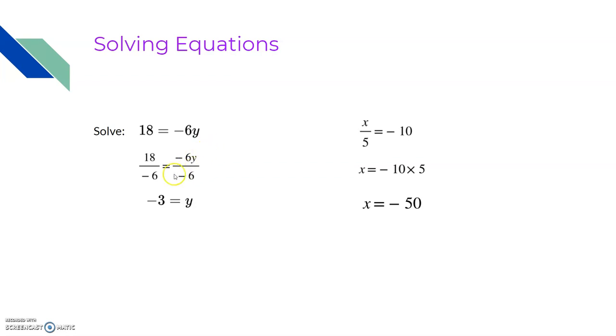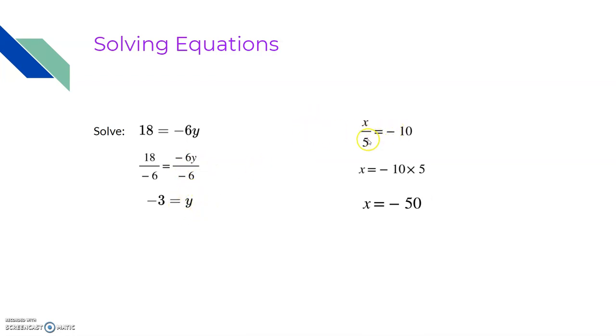That's not what we're doing, minus 6y divided by minus 6y, 18 divided by minus 6y. We're just doing 18 divided by minus 6 and minus 6y divided by minus 6. Now 18 divided by minus 6 is minus 3, and these two cancel out, minus 6 and minus 6, and we get y.